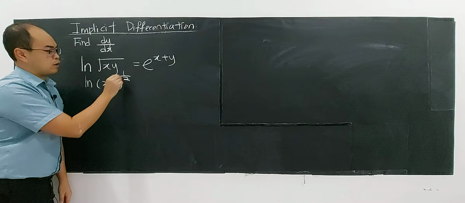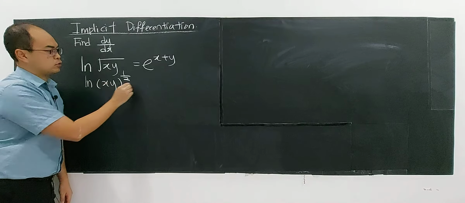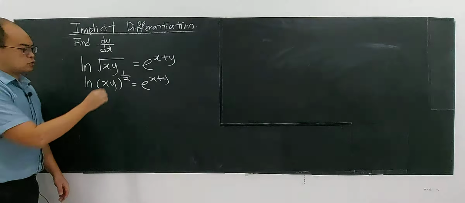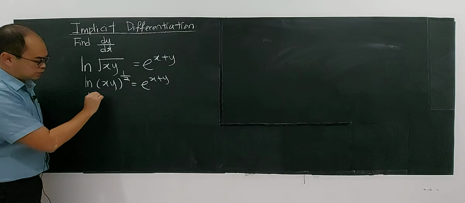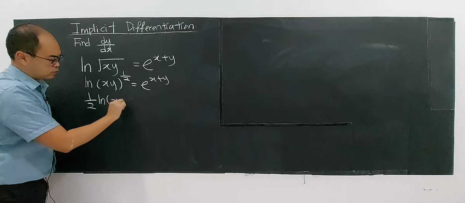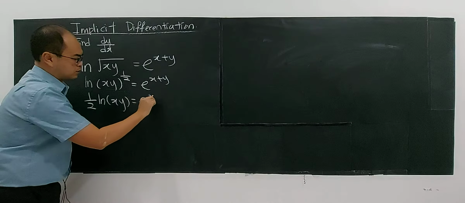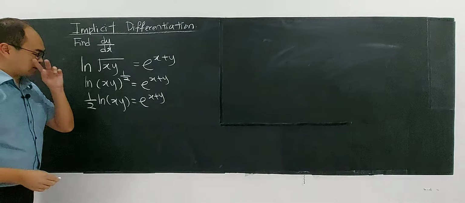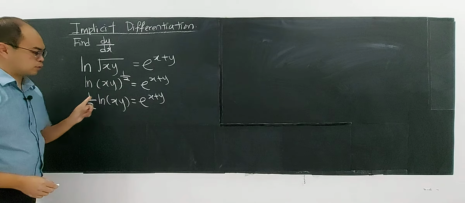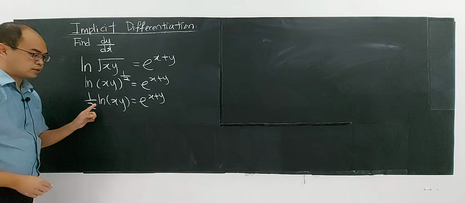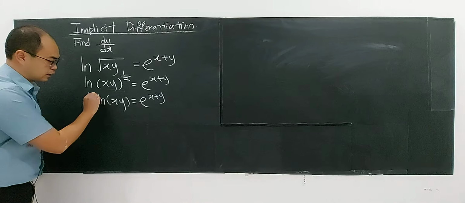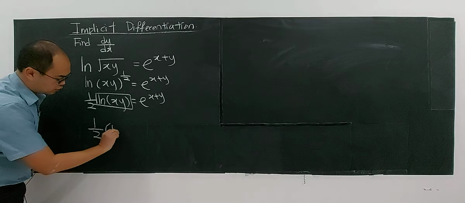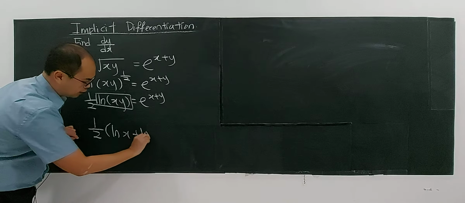So xy to the power 1 over 2, as you know, is the square root. So you have e^(x+y) as this one, nothing can be done. This one you have 1 over 2. First step, you simplify, so you have ln(xy) equals to e^(x+y). I want to apply the chain rule when I differentiate this one. So 1 over 2, I bring it down, because this is a ln. And further, this one can be broken down to ln x plus ln y.